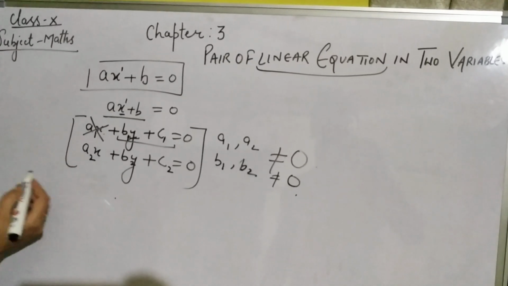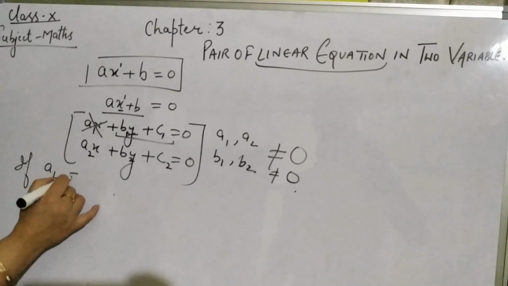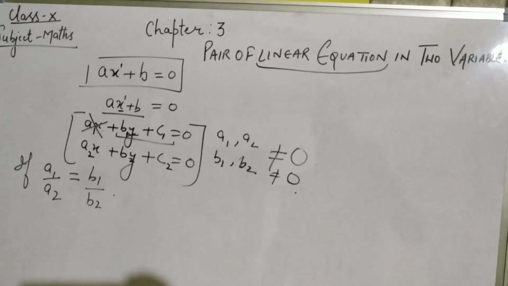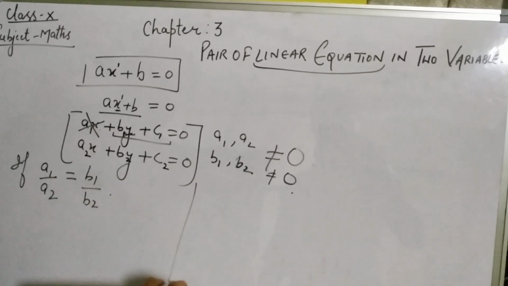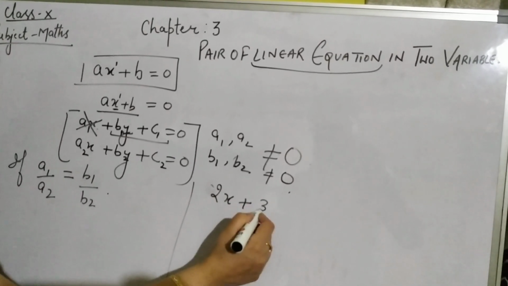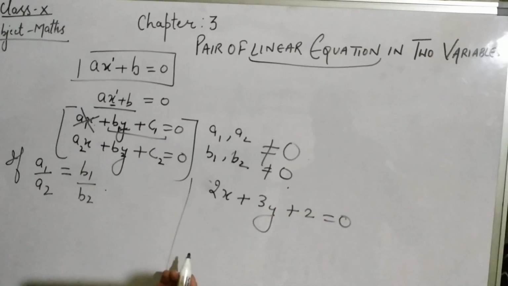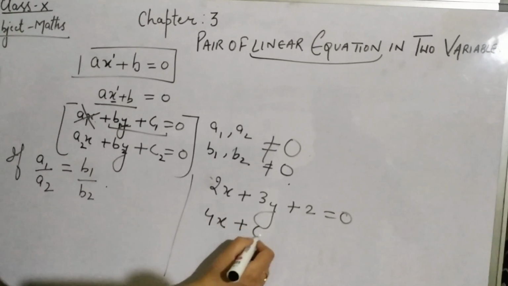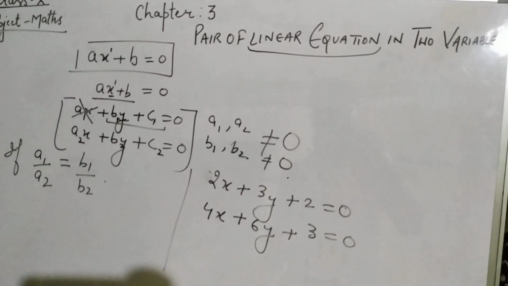Now there are some conditions. If a1 upon a2 is equal to b1 upon b2. Now let us take an example. Let 2x plus 3y plus 2 is equal to 0. This is one linear equation in two variables. And another is 4x plus 6y plus 3 is equal to 0. This is another linear equation in two variables.